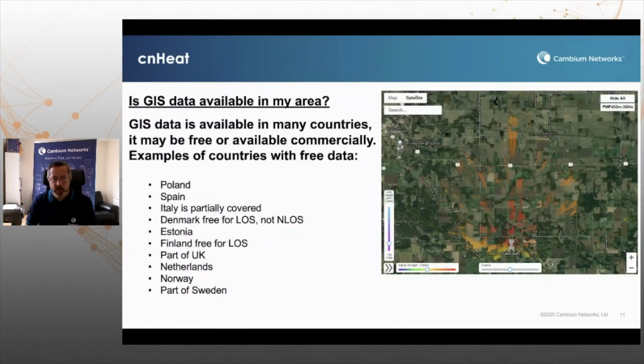One of the big questions that we're asked is, is the data freely available in my area? Well, this is a bit hit and miss. Free data is available in lots of areas. And there you can see we have places like Denmark where line of sight is available, but non-line of sight isn't free. Finland, for example, is only free for line of sight. Only parts of the UK are covered, and only parts of Sweden are covered with free data. We can, of course, work with you to use commercially available data, but there are going to be some additional costs with that.